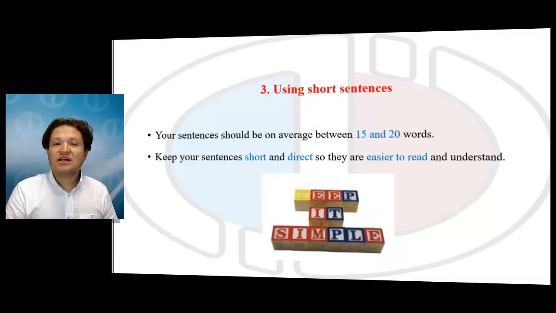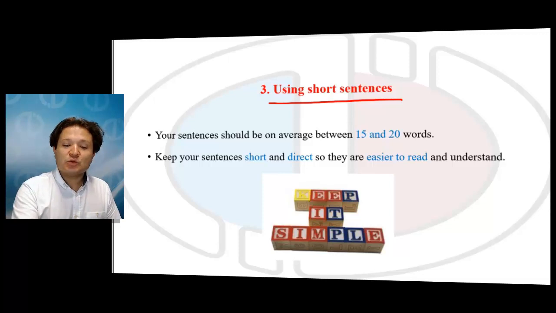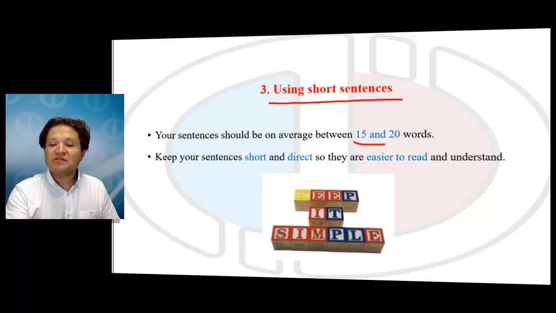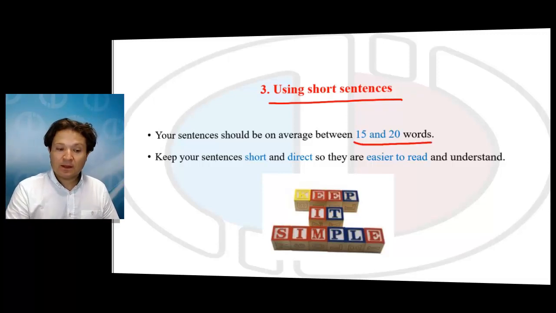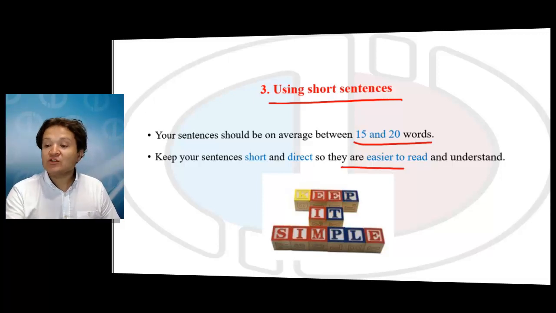The third strategy that you can use to write with plain English is using short sentences in your writing. Your sentences should be on average between 15 and 20 words, no more than 20. You can keep your sentences short and direct, so they become easier for the reader to read and understand.